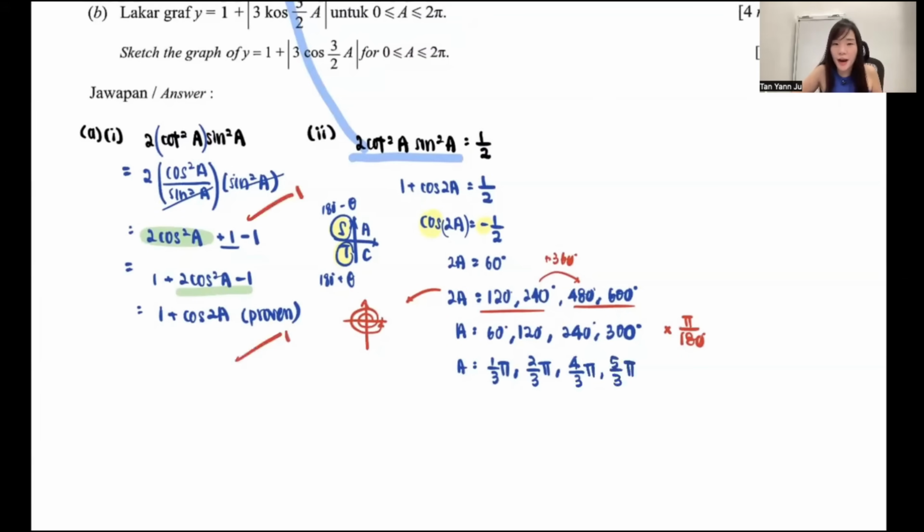And then for this part, let me see. The moment I substitute, I get 60, I get 1 mark. When I get this answer, obviously 1 mark. And when you bring it over, negative half, you get 1 mark. So far, already 5 marks. Let's move on to B. B, I think you guys are all quite strong with it.